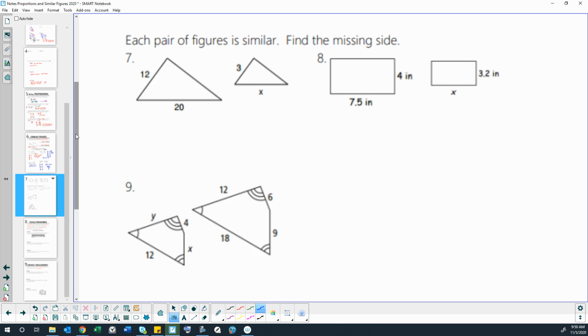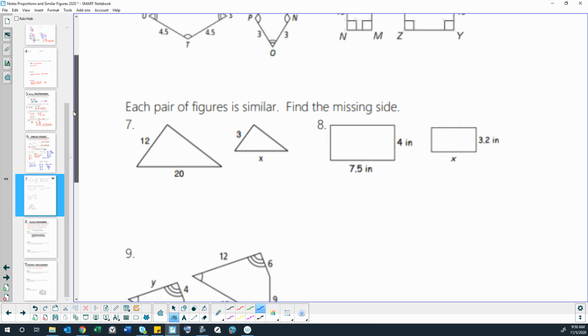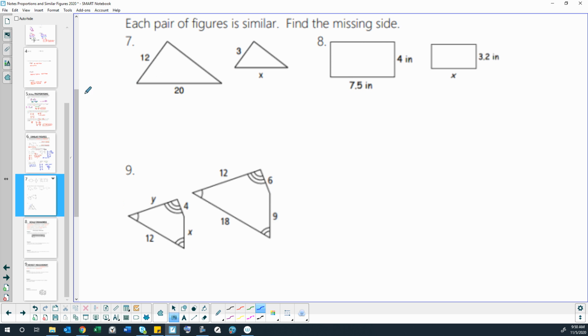I know I skipped the top 2 numbers on this page. I'd like you to try those on your own, and then I'll just quickly give you the answers when I'm done with doing these other 3 problems.